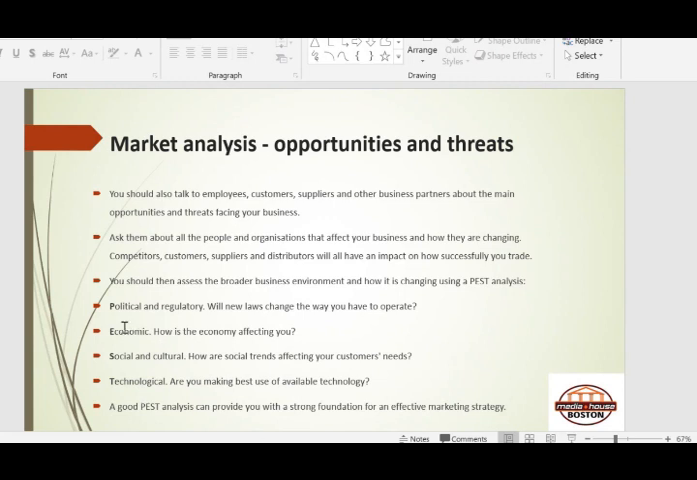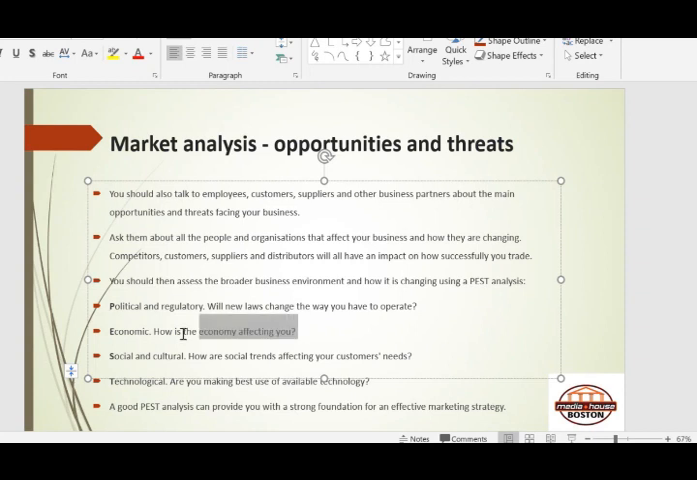It's highly covered. You also understand it from different subjects. Here's the PEST analysis, right? In PEST analysis, in addition to doing quality and marketing analysis, we also include politics and regulations. So will new laws change the way that we have to operate as a competitor, customer, supplier, distributor, as a station, etc.? Economics. So how is the economy affecting you?